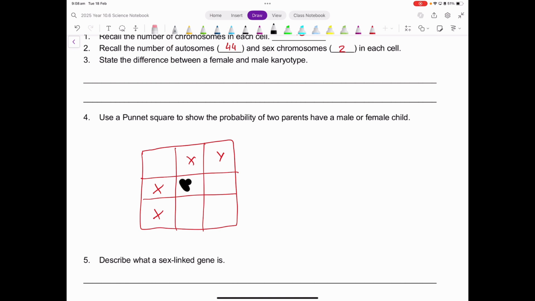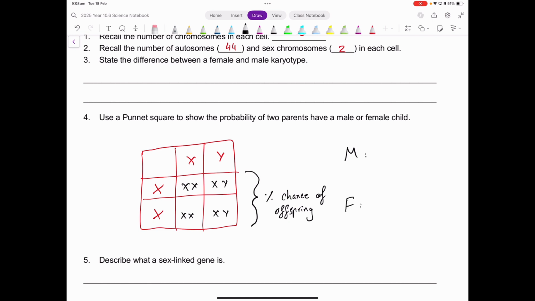Now if we represent the possible chances of offspring, in this top left box it will be XX. In the box to the right of it, it will be XY. And then if we repeat down the bottom, it will again be XX and XY. So these boxes in here represent a percentage chance of offspring. Now, in this instance, what is the percentage that there is a male versus a female child?